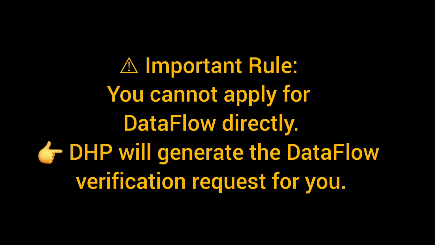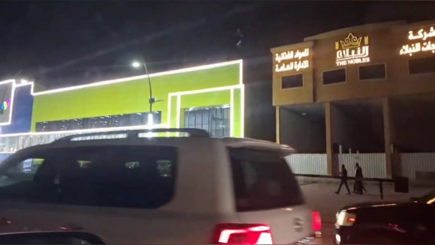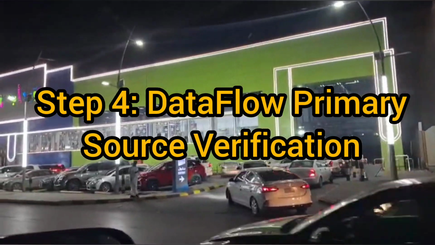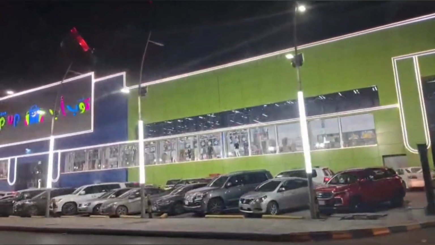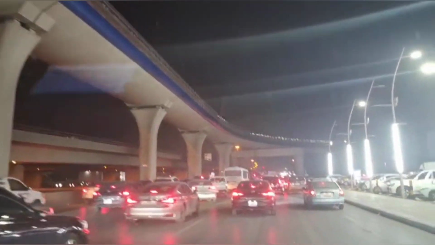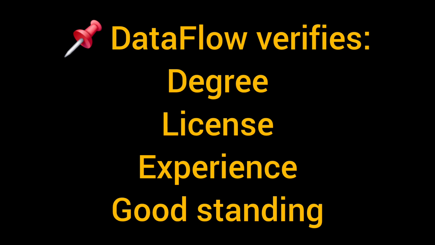Important rule here is that you cannot apply for Dataflow directly like in Saudi license or DHA. So DHP will generate the Dataflow verification request for you. So step number 4 is Dataflow primary source verification. After submission, DHP sends you a Dataflow link. You pay the verification fee. Your documents are verified directly from original sources. Now what does Dataflow verify? It verifies your degree, license, experience, and good standing certificate.